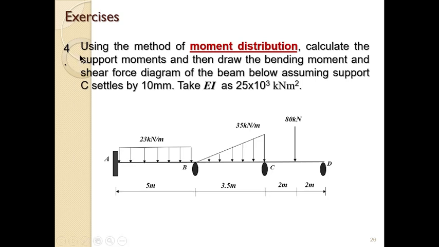Then exercise 4 is using the method of moment distribution, calculate the support moments and then draw the bending moment and shear force diagram of the beam below. Assuming support C settles by 10 mm, take EI as 25 times 10 raised to power 3. So you just do that, taking note that support C is settled by what? By 10 millimeters.